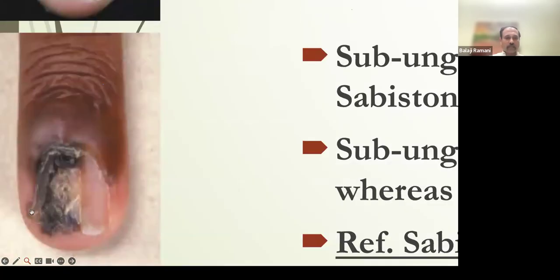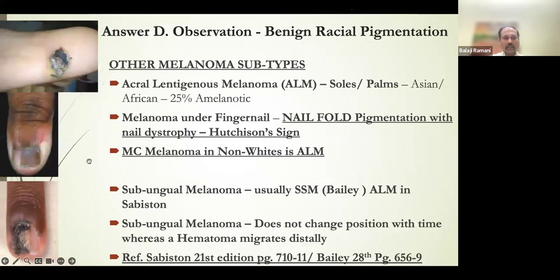Whereas here the nail fold also has the pigmented lesion and superficial ulceration, or what you can say is the destruction or oncolysis of the nail bed happening. So this is what will be present in your subungual melanoma. In your subungual melanoma, the usual type is superficial spreading.